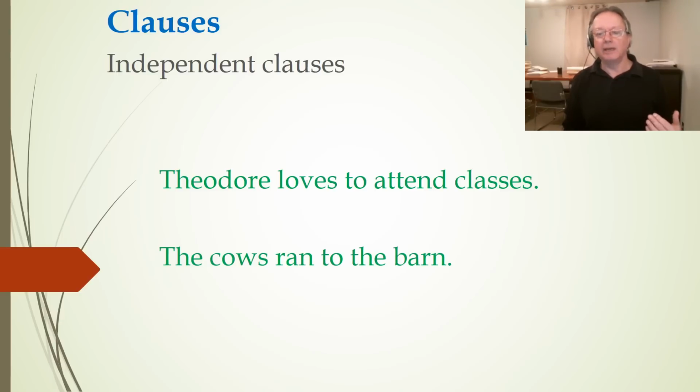Now, I always say, if you walk up to someone, or if someone were to walk up to you and say the sentence, would it make sense? Would you understand, or would they understand what you were saying? So if I said, Theodore loves to attend classes, you know exactly what I mean. We're talking about Theodore, and we know what he loves to do. You're not waiting for any additional information, and there's nothing really missing here. The same goes for the cows ran to the barn. We know what the sentence is about. The subject is the cows, and we know the predicate is what they did, was ran to the barn, and I'm not waiting for any further information really.